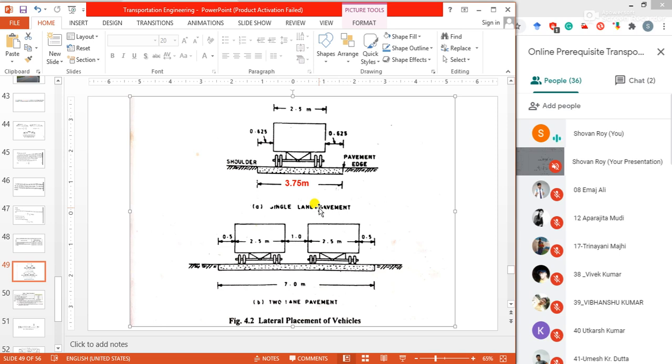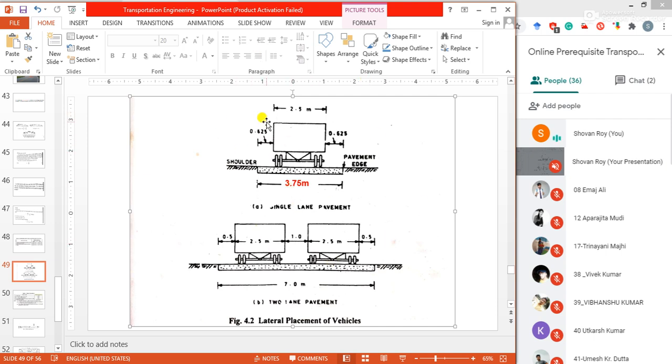The maximum width of a vehicle as per IRC specification is 2.44 meter. This 2.44 meter is specified by IRC as the width of the vehicle, or simply we can say 2.5. No problem. For details, we can refer to Art. 4.2.